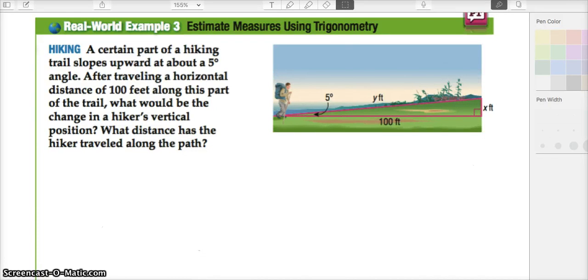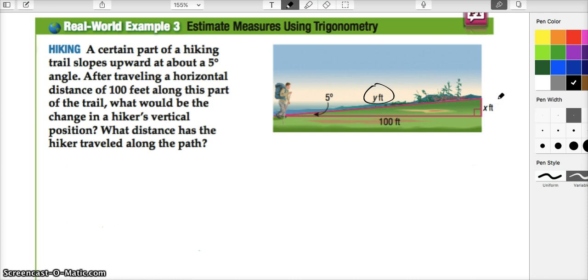So let's take a look at this situation a little bit closely. We've got somebody who is walking on land that has a 5-degree incline, and over traveling a wide distance over that incline, the vertical distance is x and the horizontal distance is 100. That's basically what's happening. And we're asked to calculate y and x.